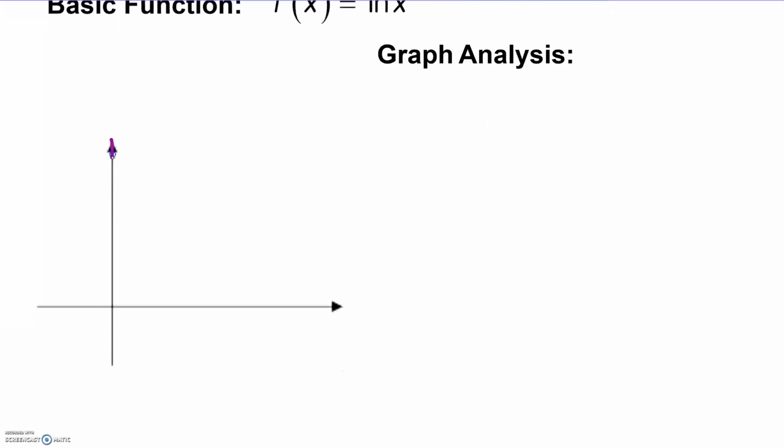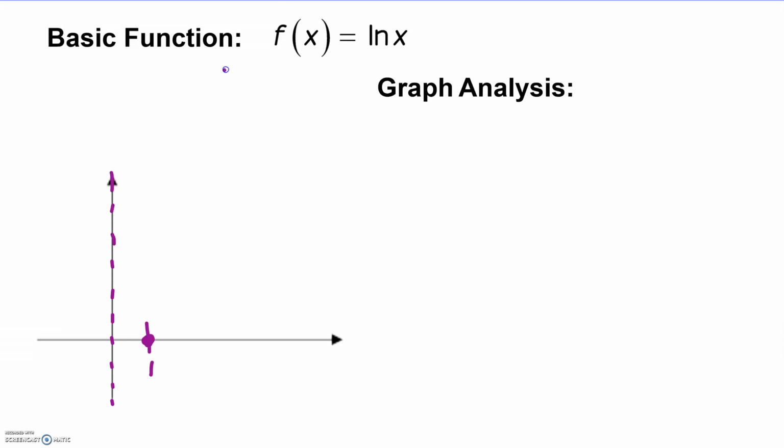So let's get those features drawn on the graph. We're always going to have the y-axis as an asymptote. We're always going to have the point (1, 0) on the graph. If I'm making my xy chart here and I put in 1 for x, then my y value would be the natural log of 1, which is equal to 0, because base e to the 0 power is equal to 1.